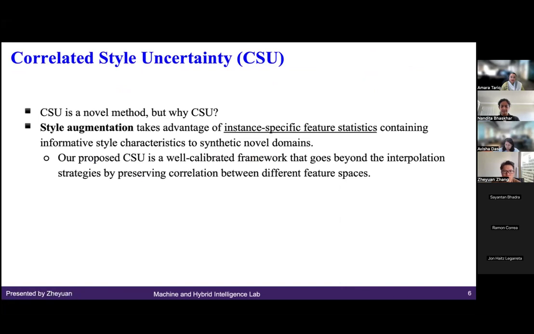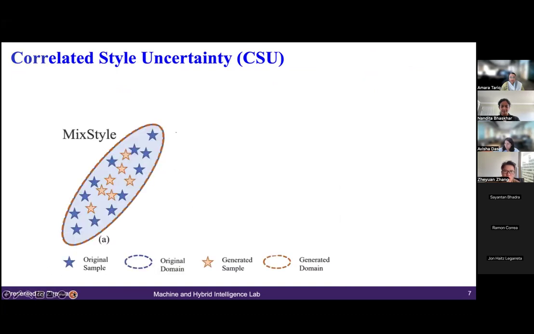In this work, we propose correlated style uncertainty, a well-calibrated framework that goes beyond the interpolation strategies by preserving the correlation between different feature spaces. What does it mean to maintain the correlation between feature statistics? For example, the initial work using feature statistics is called MixStyle. The blue star means a sample coming from the original distribution, and people can do interpolations between these original samples to generate some synthetic feature statistics.